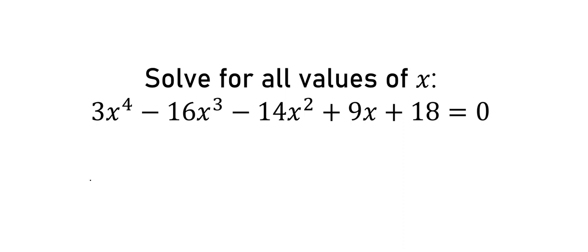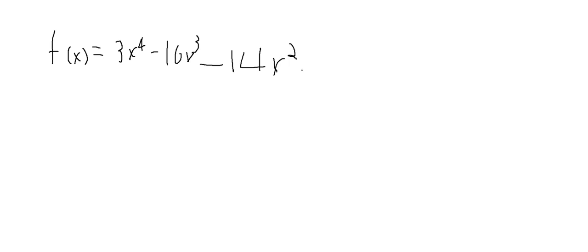So, the equation is 3x to the 4th power minus 16x cubed minus 14x squared plus 9x plus 18 equals 0. Now we are going to mark that as f of x. So f of x is 3x to the 4th power minus 16x to the 3rd power minus 14x squared plus 9x plus 18.